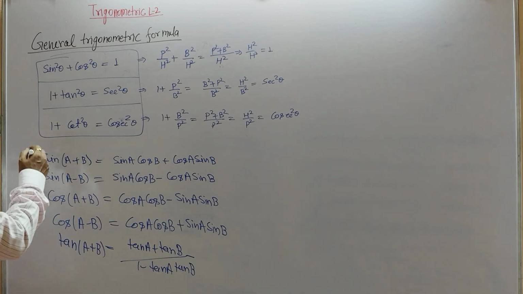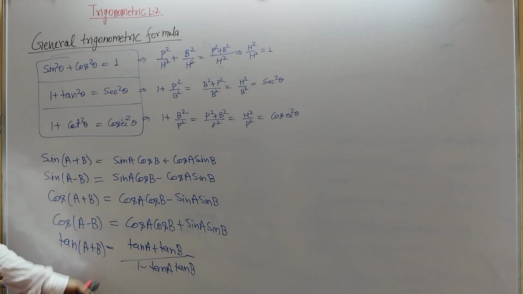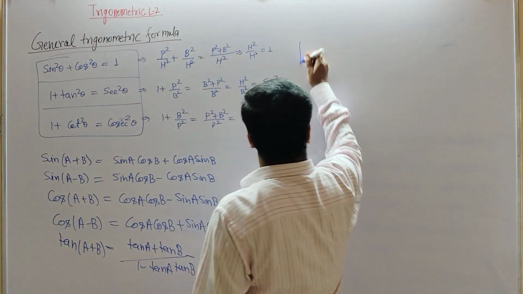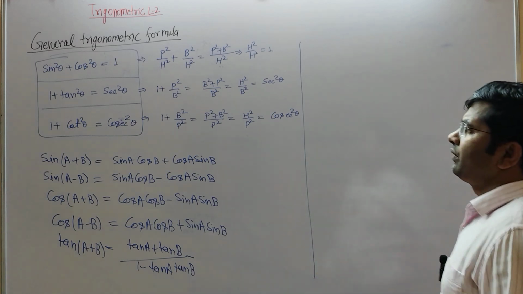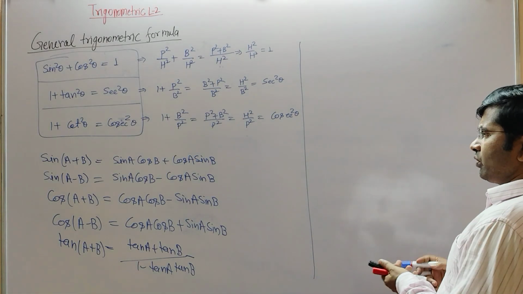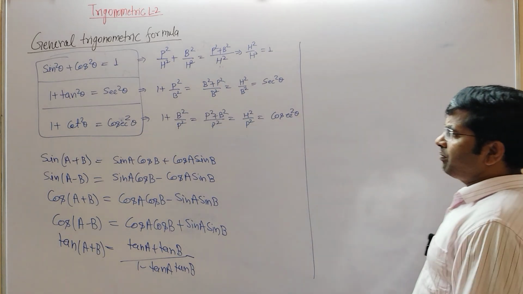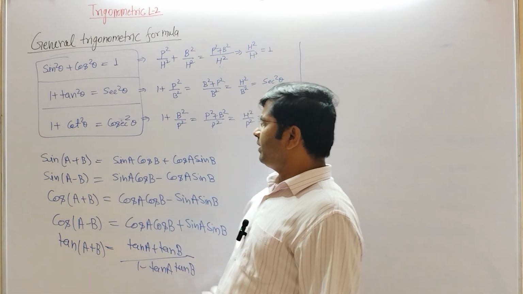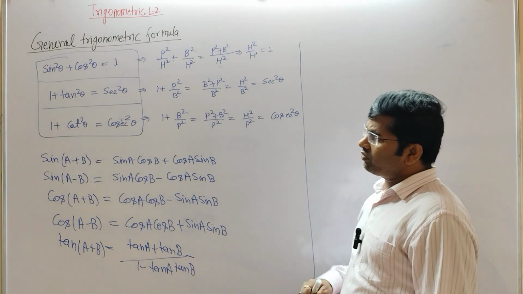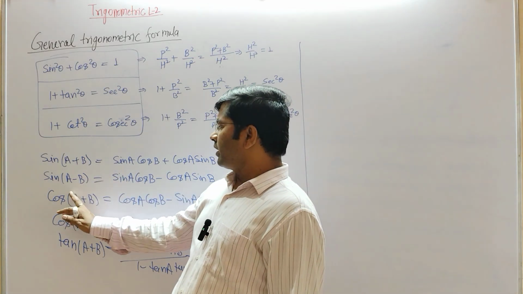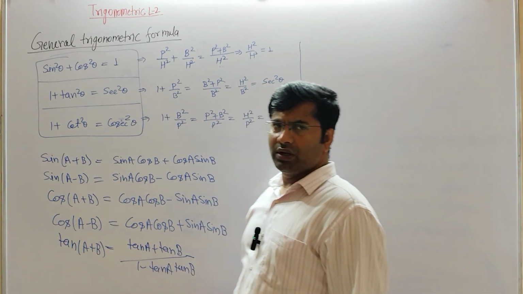So these formulas are important here, and I'm not going into detail about other formulas. These are popular ones which we will use in physics. Note it. Next, we will put angle A and B equal, and we will see what the values of sine 2a, cos 2a, and tan 2a are. Clear?